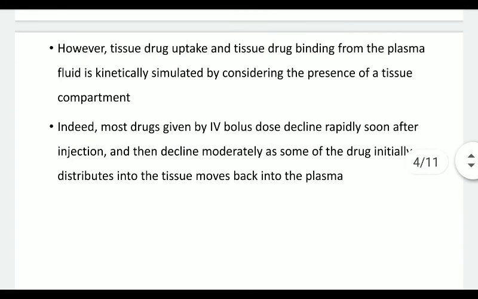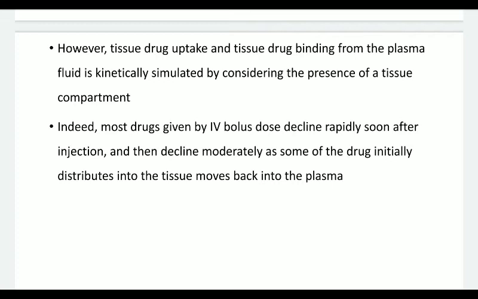However, tissue drug uptake and tissue drug binding from the plasma fluid is kinetically simulated by considering the presence of a tissue compartment. So this concept of dividing the body into a tissue compartment and a central compartment would help us understand at what rate drugs are entering various tissues from blood plasma.